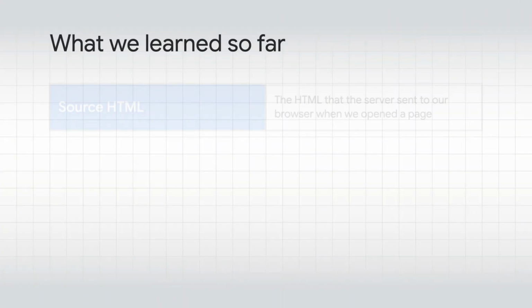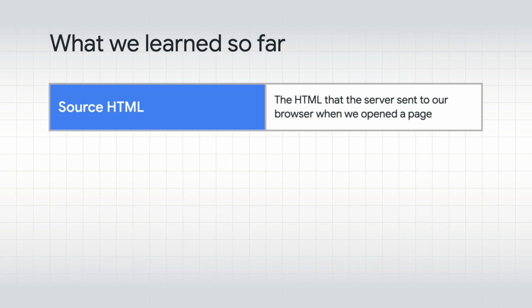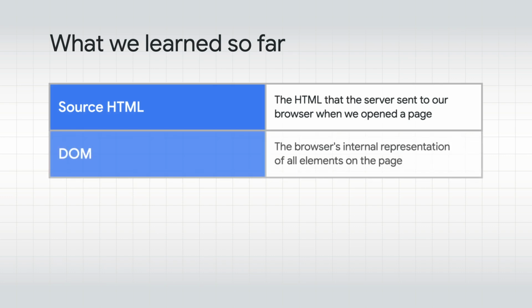All right, so that was quite a ride. Let's summarize what we learned today. We started with a source HTML. That's the HTML that a server sends to our browser when we open a web page. Then we learned that the browser turns this HTML into the DOM. That is an interactive element-by-element representation of the website constructed from the source HTML.